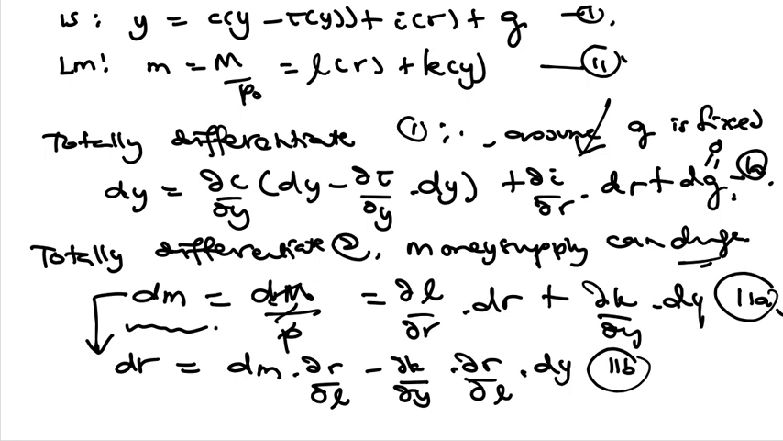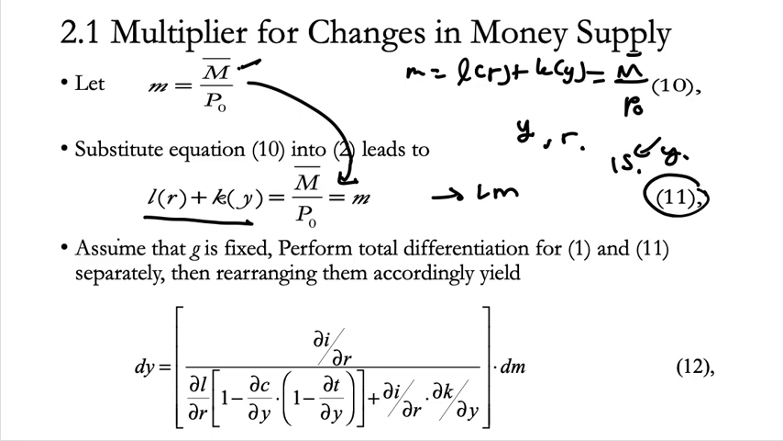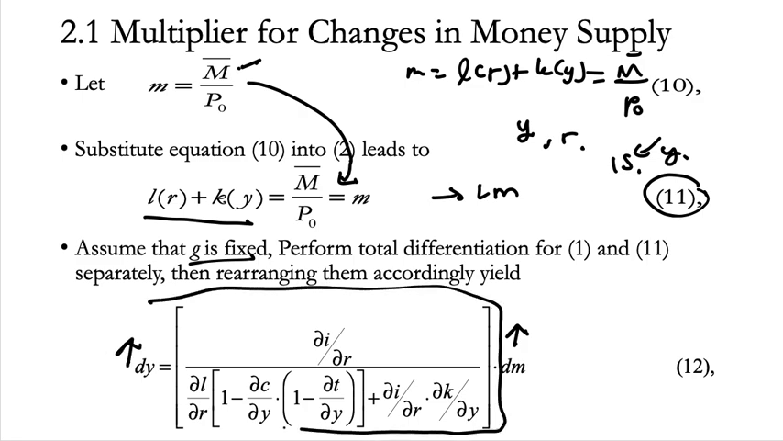Alright? So now, once you get the answer, which is this, the next question is how to interpret these results. Remember, G is fixed because we don't talk about fiscal policy, we talk about the change in money supply, monetary policy. So if there is an increase in money supply by 1 unit here, then income will increase by the value in the square bracket here. That's the simplest way to interpret it.